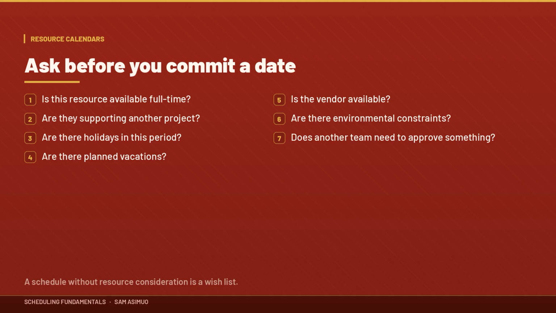Ask questions such as, is this resource available full-time? Are they supporting another project? Are there holidays during this period? Are there planned vacations? Is the vendor available? Are there environmental constraints? Do we need another team to approve something? A schedule without resource consideration is often just a wish list.